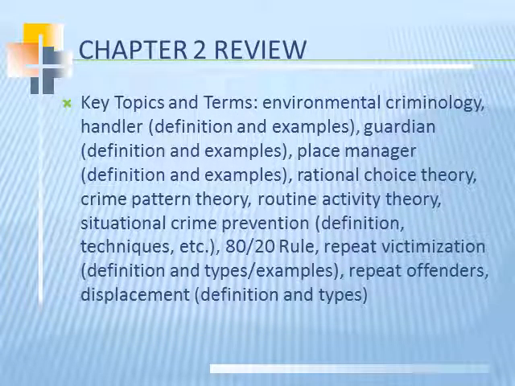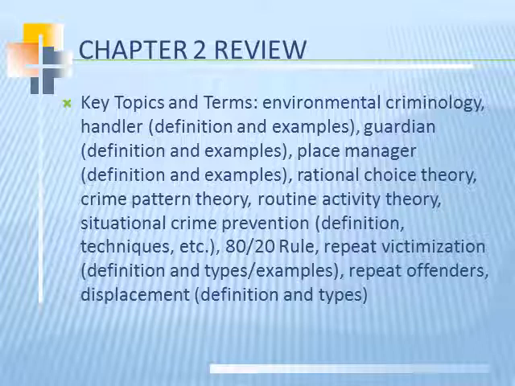For Chapter 2, be familiar, obviously, with environmental criminology, backwards and forwards. That's going to get hit pretty hard. Then we go through the problem analysis triangle, which really ought to be one of the terms listed, but we have its parts. We have the handler, guardian, place manager. We don't have the motivated offender, but that obviously is important. Definition and examples of each.